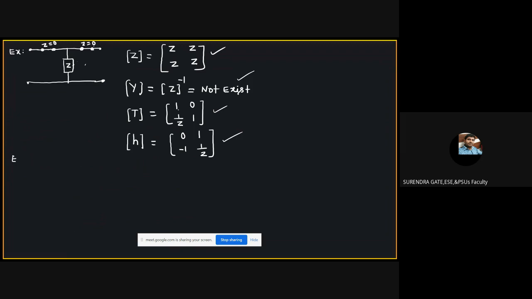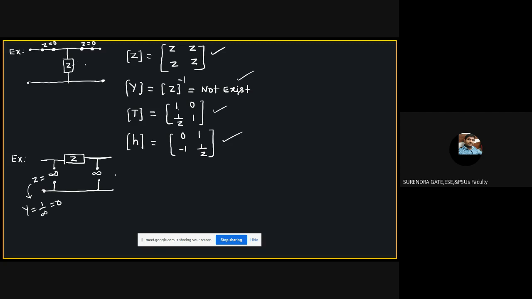Next, one more example. If a series branch is given, only one impedance, which parameters can you define? Students, for this one we can easily calculate the Y parameters, because I'm assuming it as a pi network. Let this be the pi network. The shunt impedance is infinity, open circuit means infinity. But I want to write in terms of admittance: 1 by infinity is 0.